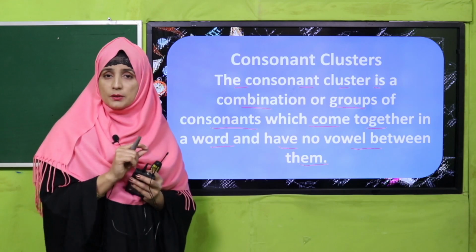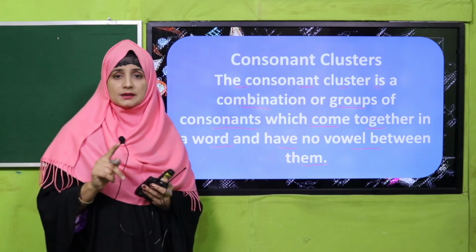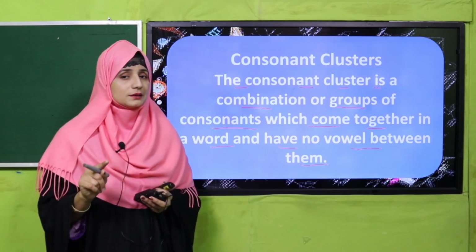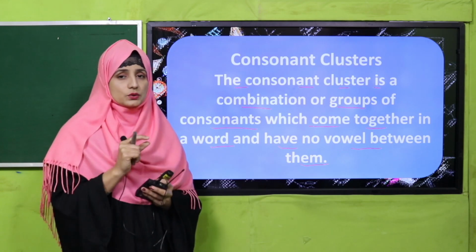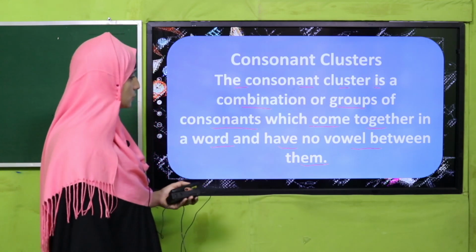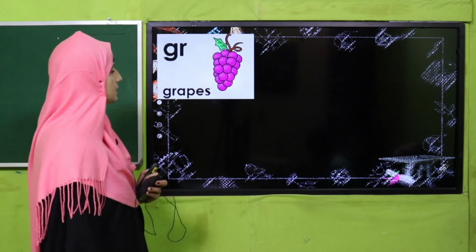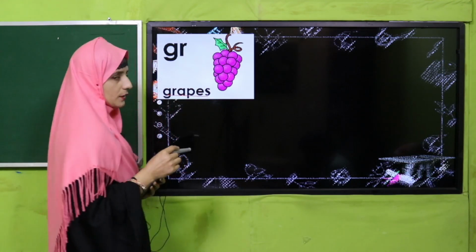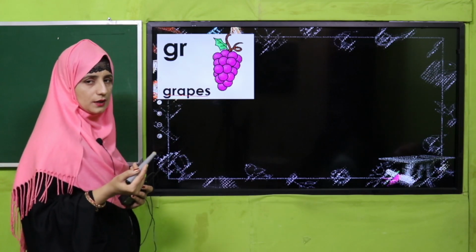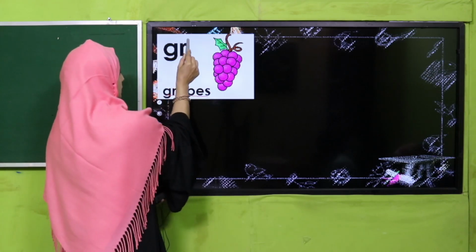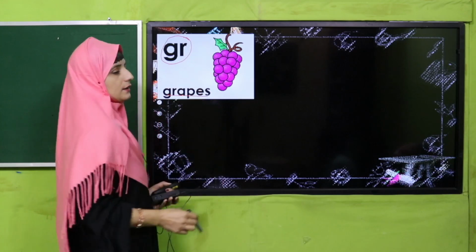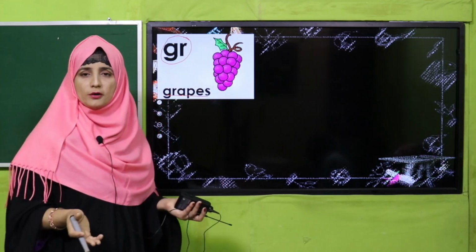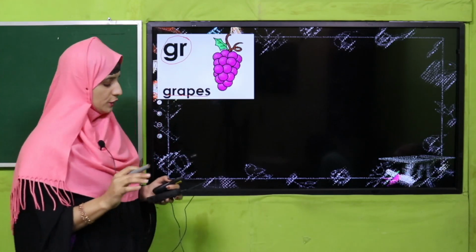Okay, there will be no vowel. Keep in mind that there will be no vowel. These are the group of consonants. So let's see, we are going to learn through examples. Yes, you can read this word, grapes. Grapes. So how have you judged that GR, both are consonants, there is no vowel, my dear students. Have you judged? Good.